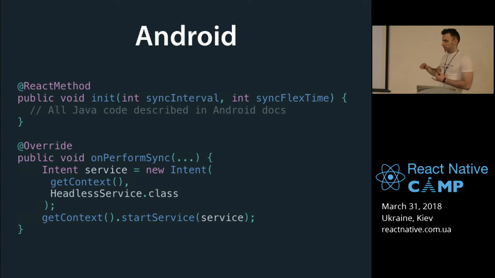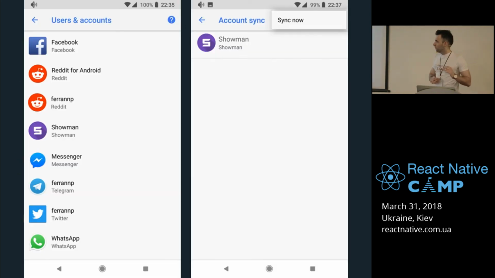So thanks to a native module to the official API of Android, Headless JS, which is just a service, we can run the JS code in the background, and I can do exactly the same thing I was doing with a pure Android app. And if you use the Sync Adapter, you can actually go to your phone, user accounts, and you will see all the apps that use it. And the app I'm doing is called Showman, you can actually click Sync Now, and you can watch your JS run.